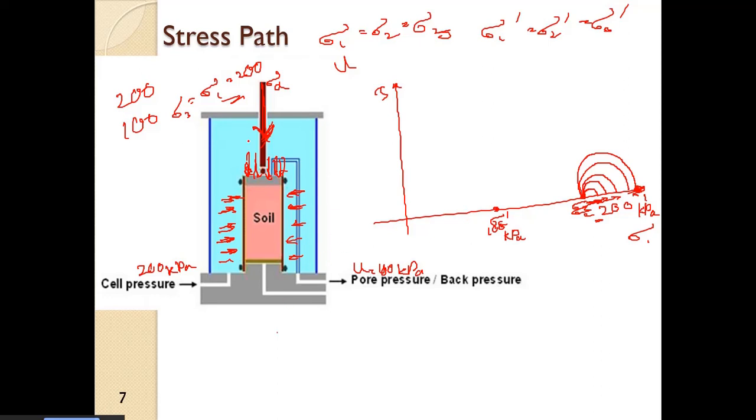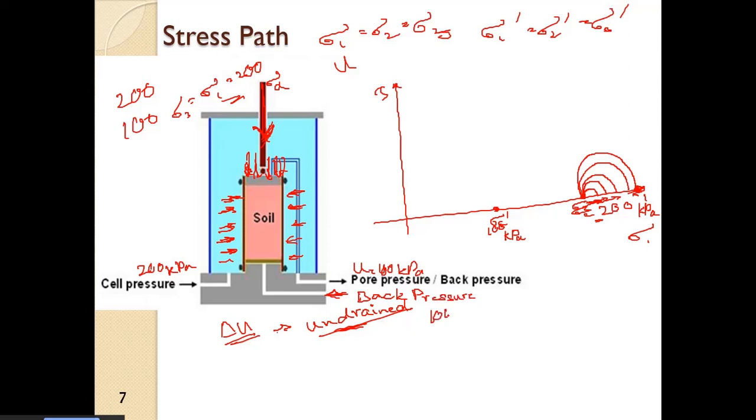With application of deviatoric stress, there may be a change of pore water pressure if we do the shearing in undrained condition. We will come to that later. So let us assume that we have a pressure maintained here. We call it back pressure.